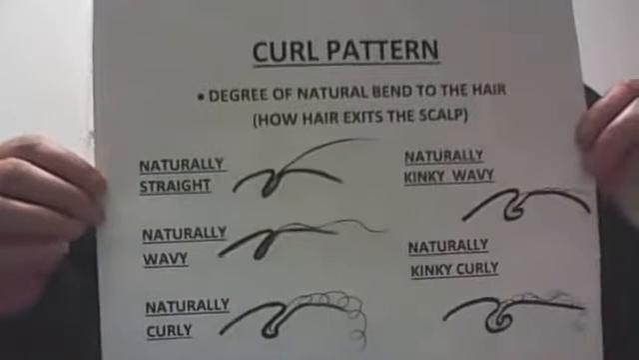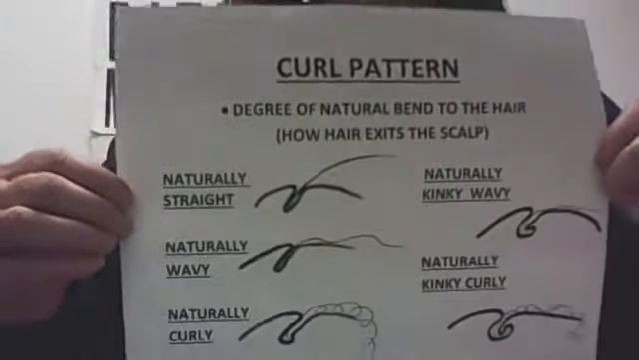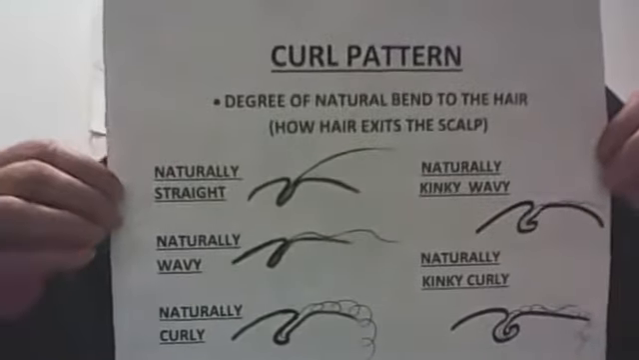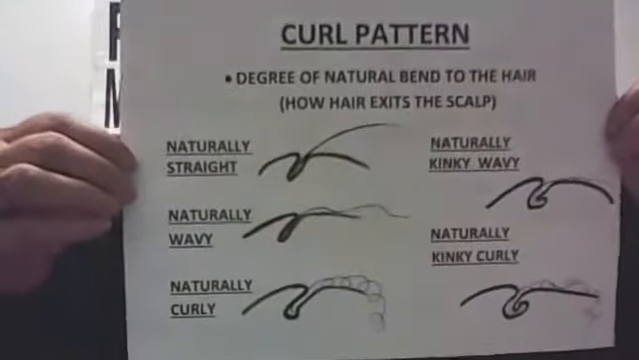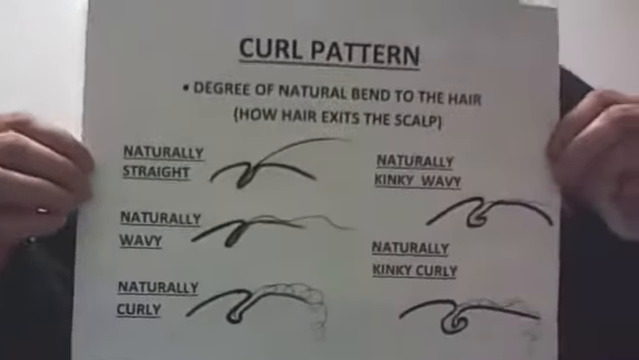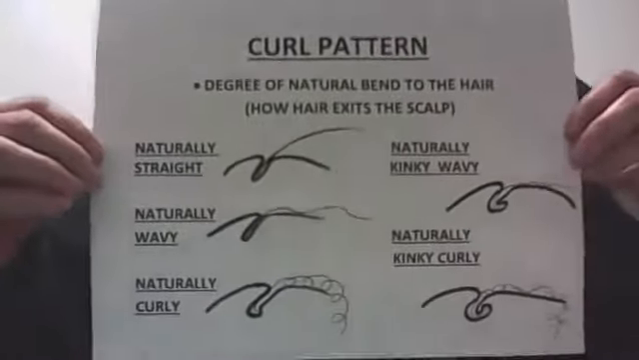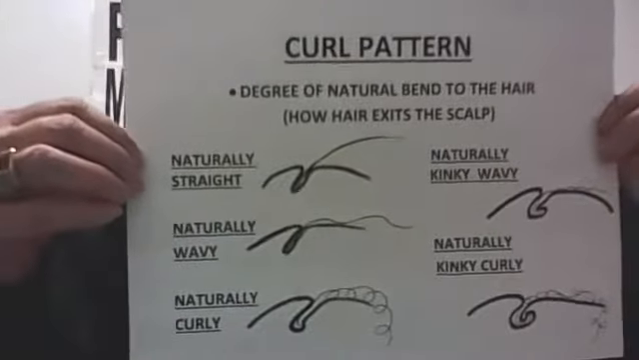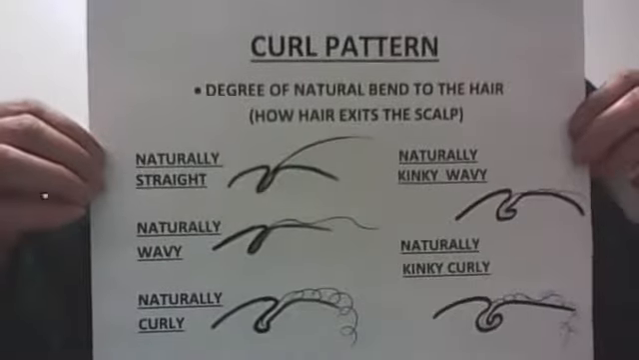Does that make sense? So I could go on and on all day about different things that you need to know about curl pattern, but for the series that we're doing right now, we're talking about hair and how to keep your hair in good shape. One thing that I am going to mention about the curl pattern and about how to keep hair in good shape is that the tighter your natural curl is, the more naturally dry it's going to be. That's one thing to always think about.